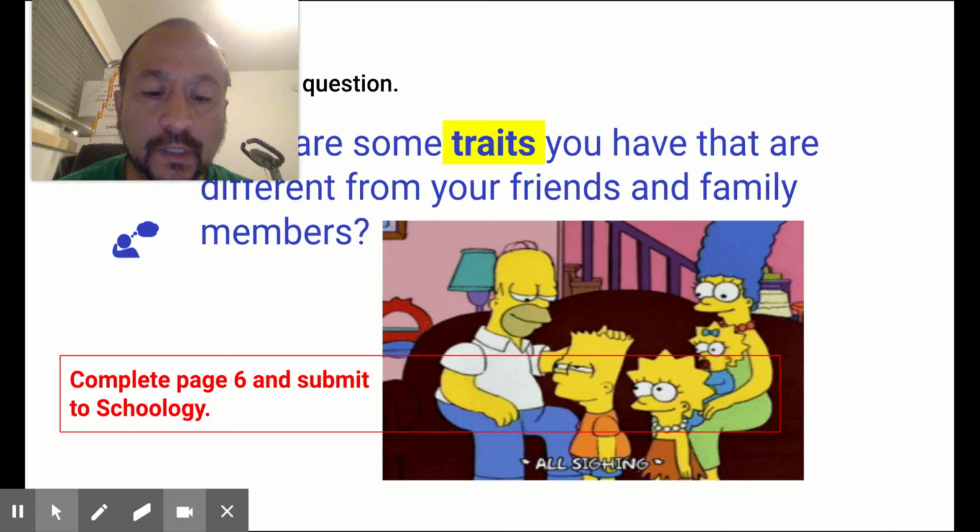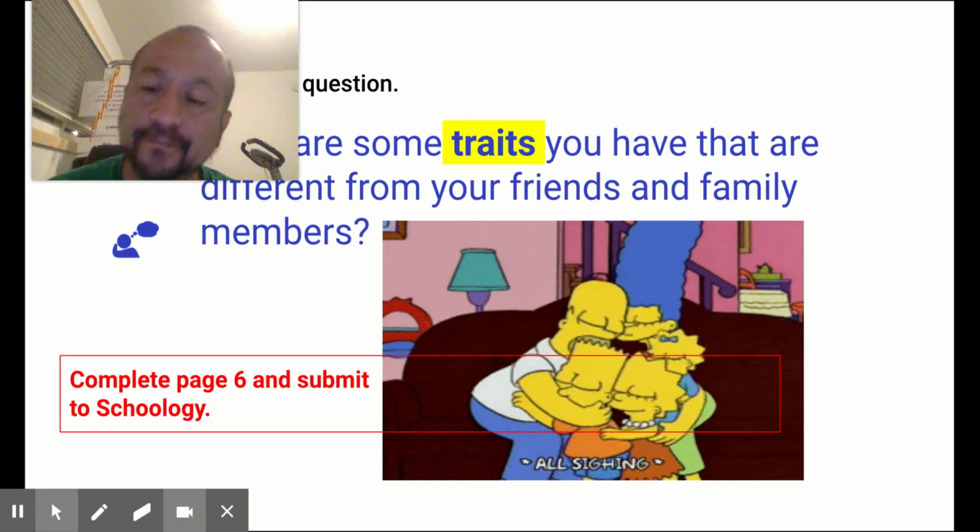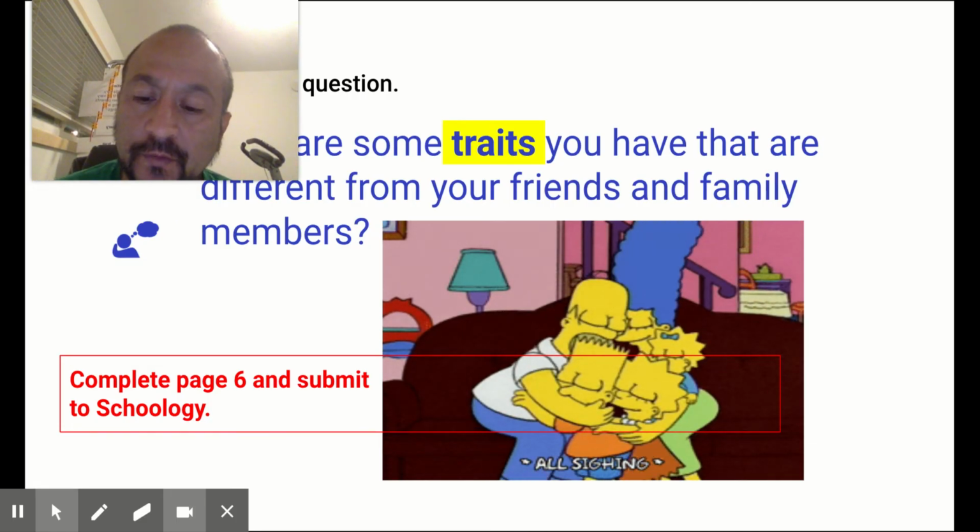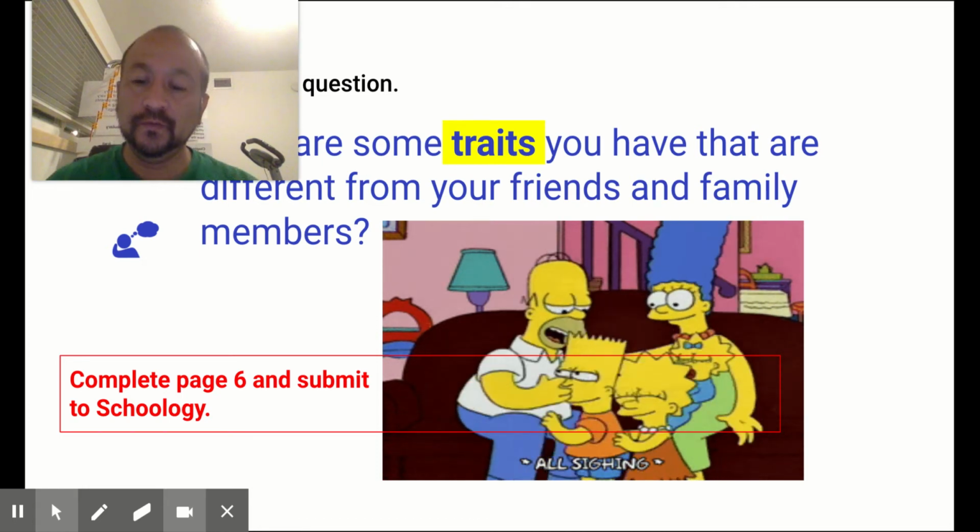And you're going to agree with the statement. If you agree, you write agree. If you disagree with the statement, you write disagree. Then explain your choice for the first statement. So we can do the first one together.